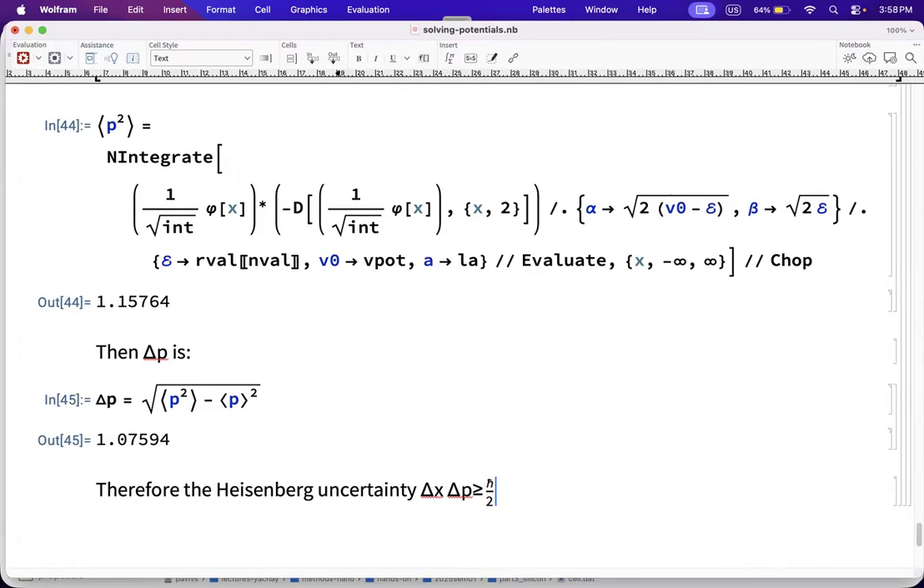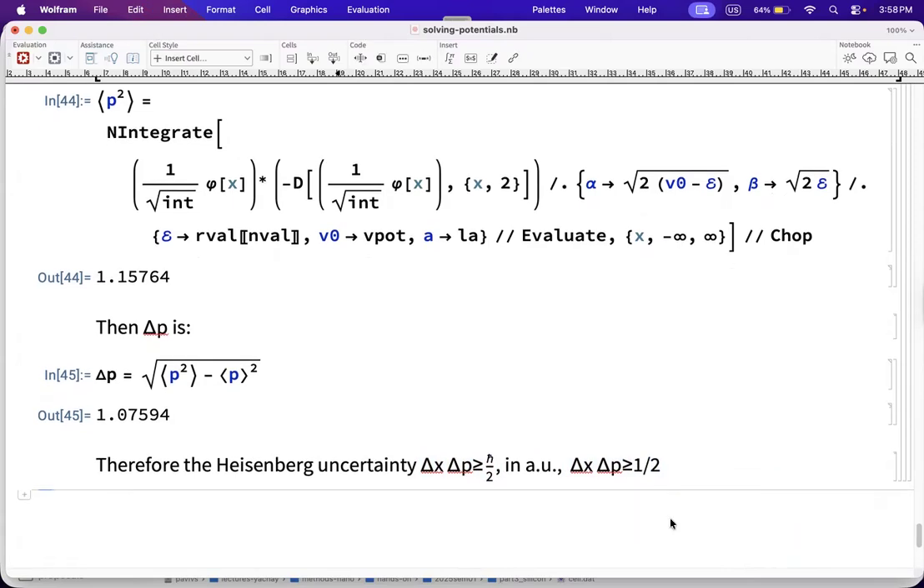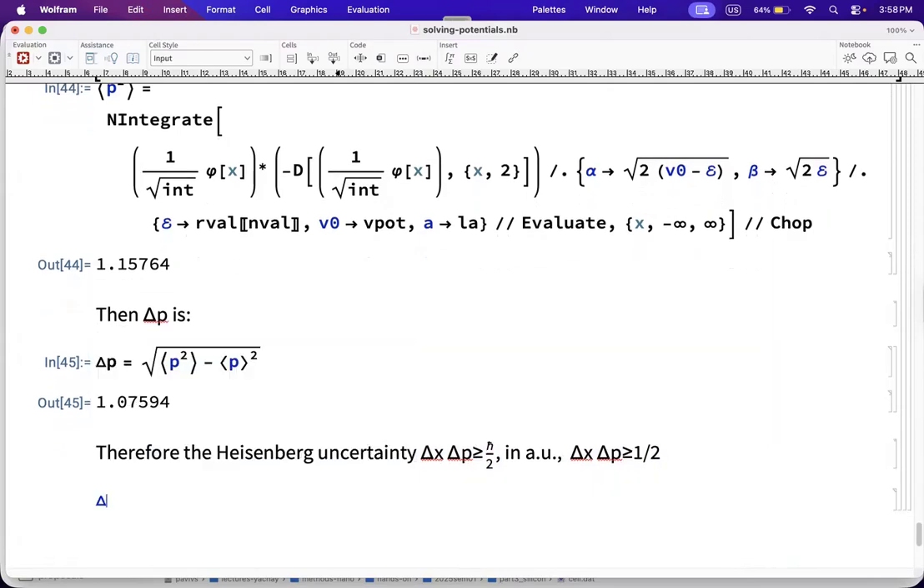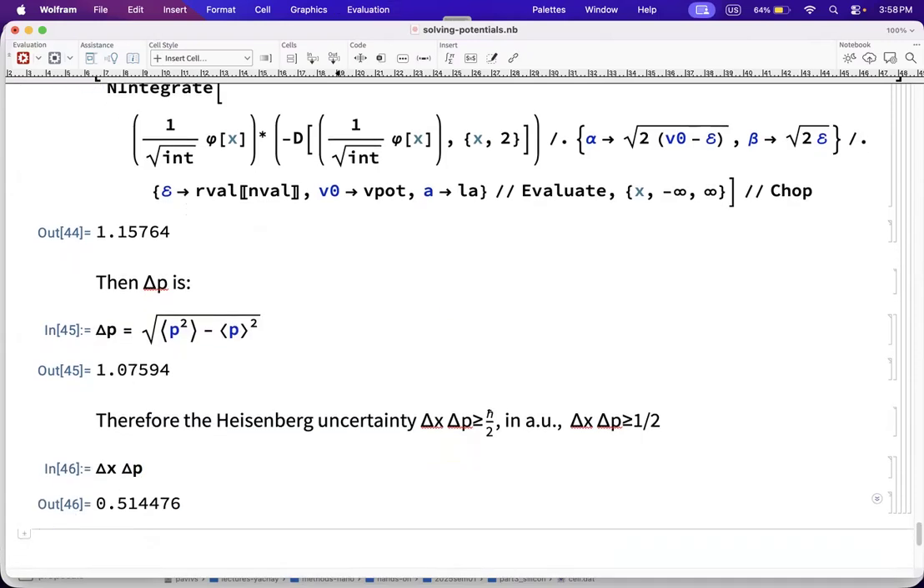In atomic units, h bar is 1, so in atomic units we get more or equal than 1. Sorry, 1 over 2. 0.5 if you like, 1 over 2. So we have to look at this. So let's see if this is correct. So what is delta x times delta p, the position and the momentum? You see, it is 0.51.